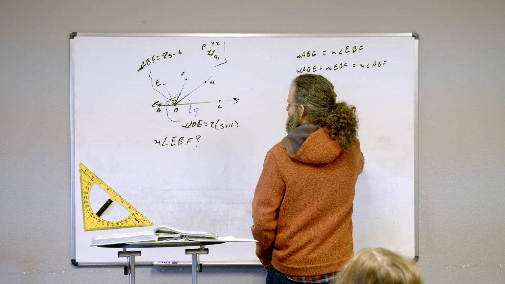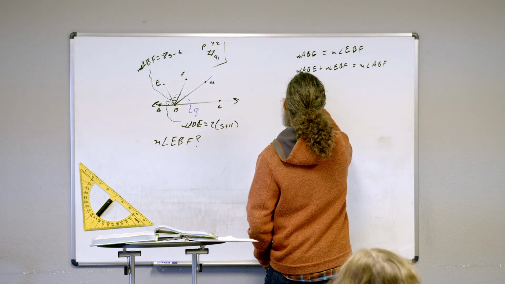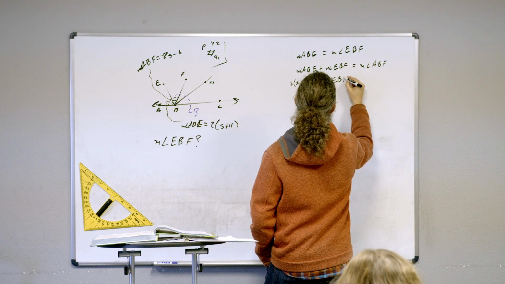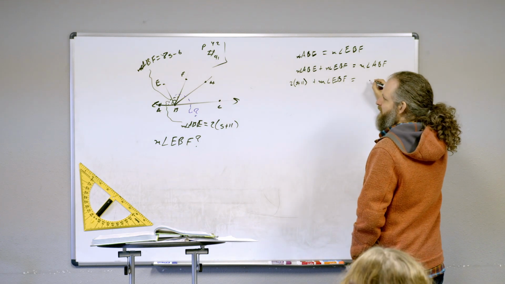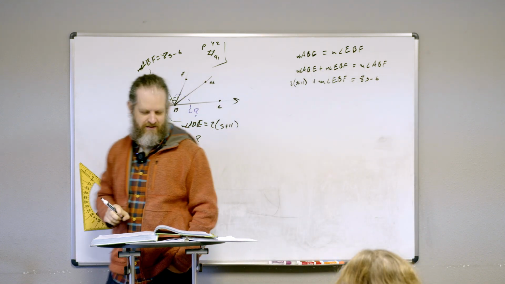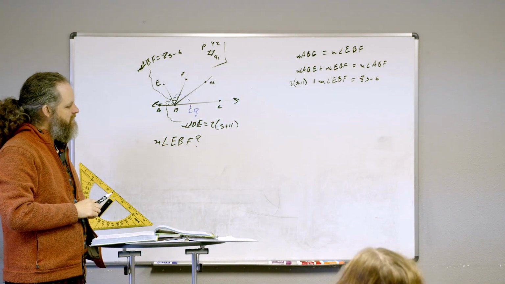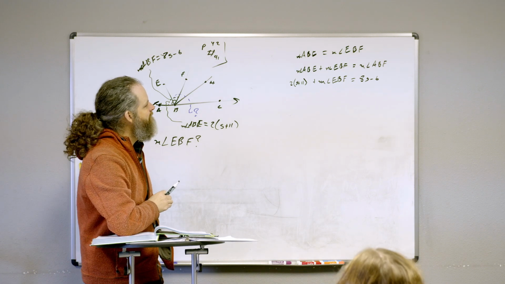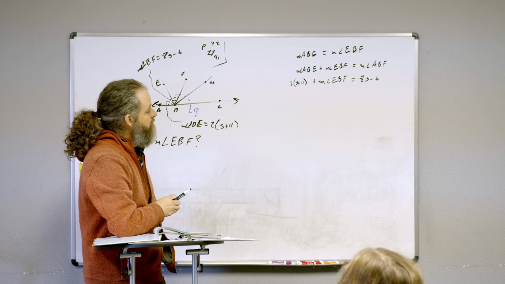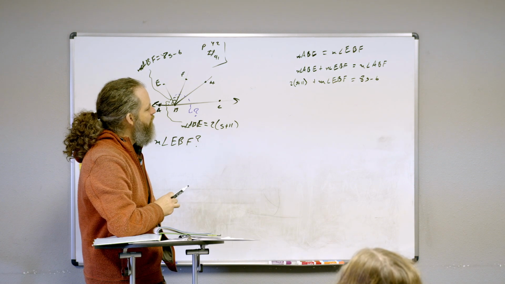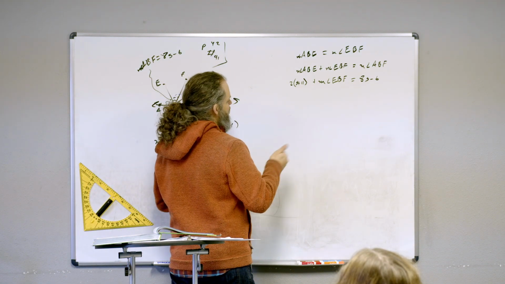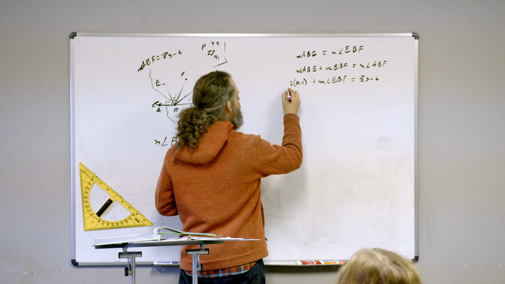ABE is 2 times S plus 11. Angle EBF is what we're looking for. And ABF is 8S minus 6. What should we do? Subtract 2 times S plus 11 from both sides. Yeah, so we could either start with distributing it or we could subtract the whole thing. Either one would work. Subtracting is fine. Distributing would also be fine.